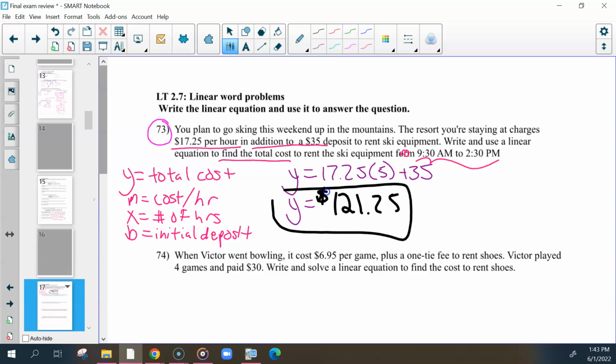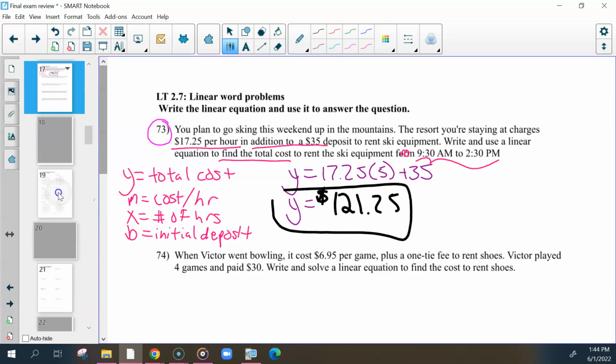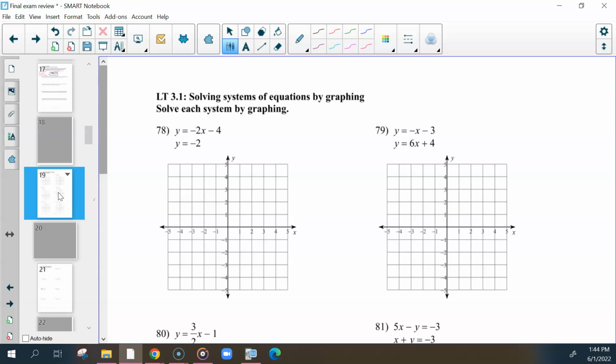Do we have any questions on that one? Or want to see or go over any other problems on this page? If not, move on to the next page.